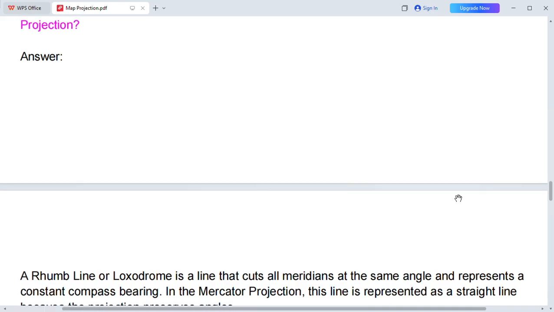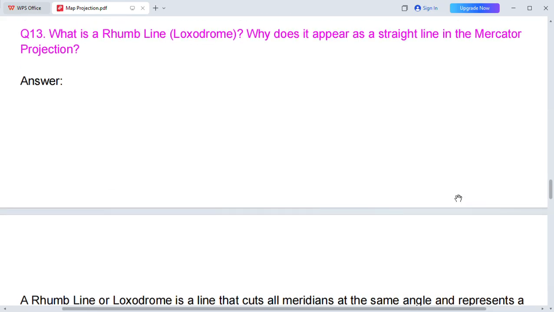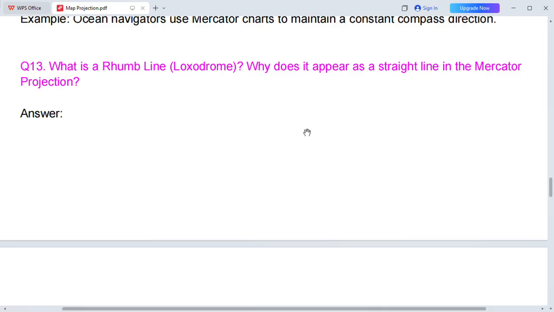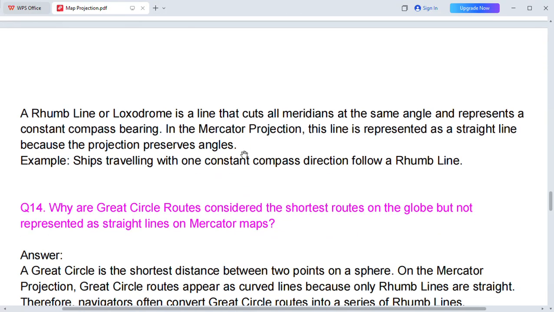Next question, what is a Rhumb line or Loxodrome and why does it appear as a straight line in the Mercator projection? So, Rhumb line or Loxodrome is a line that cuts all meridians at the same angle and represents a constant compass bearing. In the Mercator projection, this line is represented as a straight line because the projection preserves angles. For example, ships traveling with one constant compass direction follow a Rhumb line.